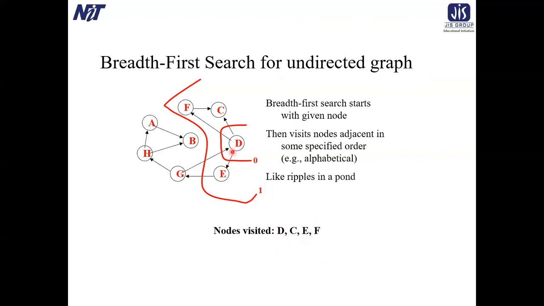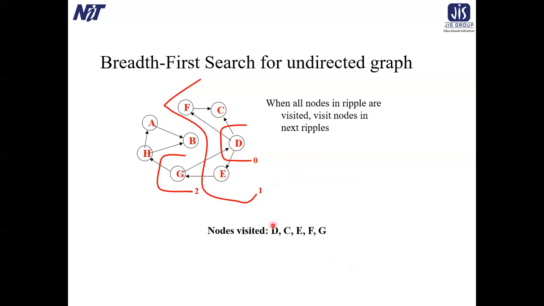Then after D, we have to take C. From C, we cannot go anywhere, so come back to D. Next, when all nodes in the ripple are visited, visit nodes in the next ripple. So if I complete this one, then what is the next one? That is G. So from E, we have to visit G.